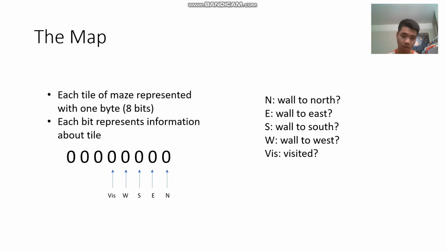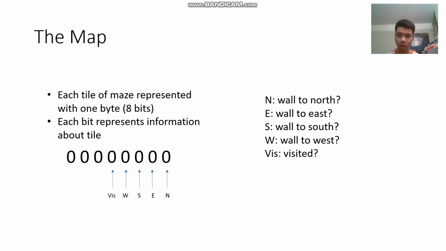Then the bit to the left represents the east wall. So once again, it's going to be off if there's no wall to the east, and on if there is a wall to the east. And as you can see, we have bits for also the south wall and the west wall. And therefore, using these 4 bits, we can store the wall orientation of each tile.